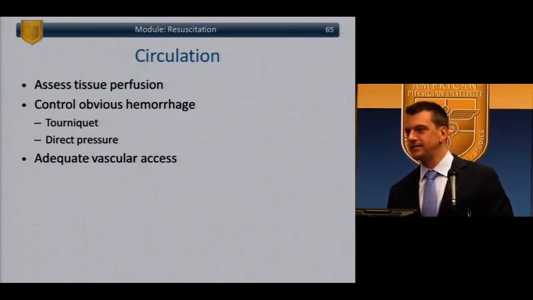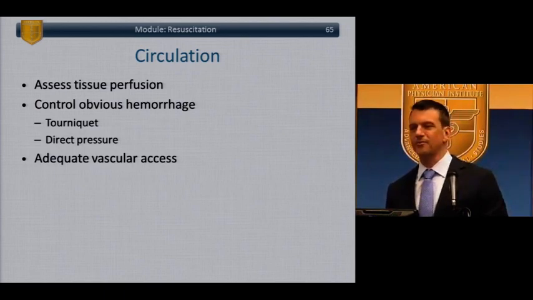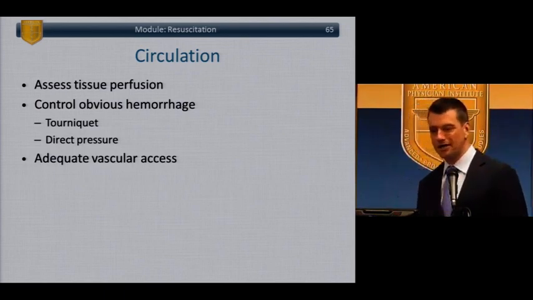So circulation is the C. You want to assess tissue perfusion. First thing you can do is feel for pulses. If you've got a good bounding groin pulse, you've got at least 80. If you can feel peripheral pulses, your systolic is over 90 or 100.